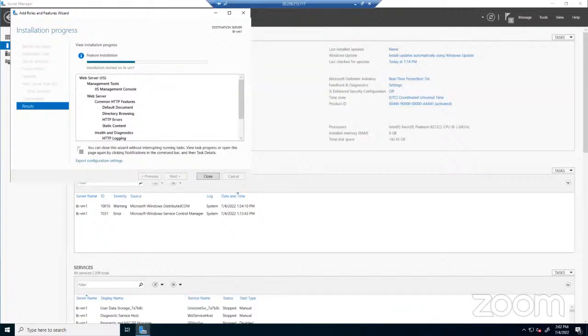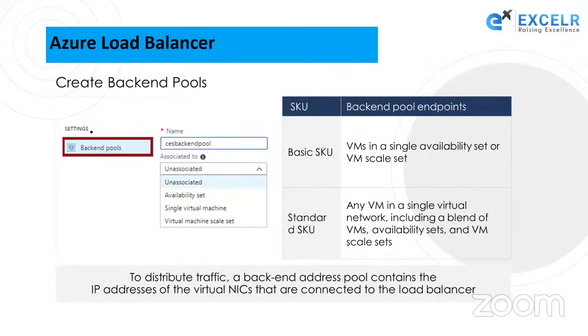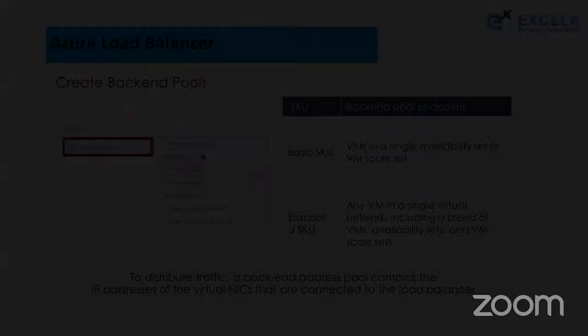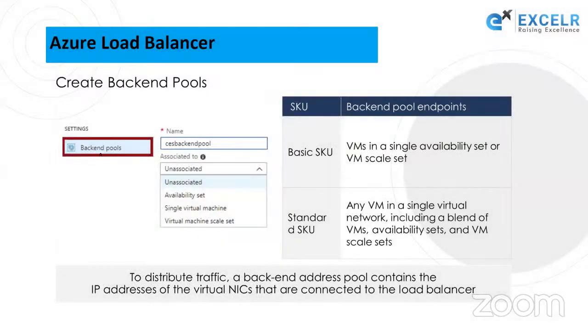Okay. Here is my PPT again. So this is what I have already shown you, how you can do it. Backend pool: give a name, associate with a virtual machine, two SKUs to be used, basic and the standard. A backend address pool contains the IP addresses of the virtual machines that are connected to the load balancer. This is very, very right.